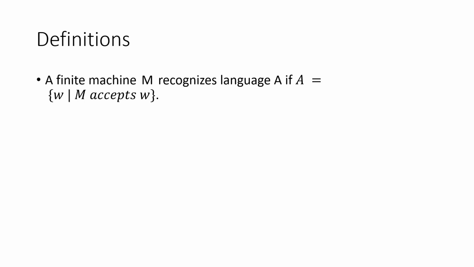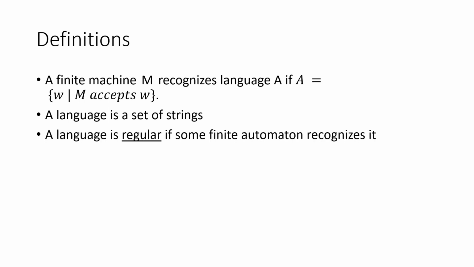So we have the definition that a finite machine M recognizes a language A if A is equal to the set W such that M accepts W. So a language is a set of strings. In this case, it's the set of strings where M accepts W. Now, on top of that, we can say that a language has a certain property that it's regular if a finite automaton recognizes it. Right? Let's break this down a little bit more and look at an example.